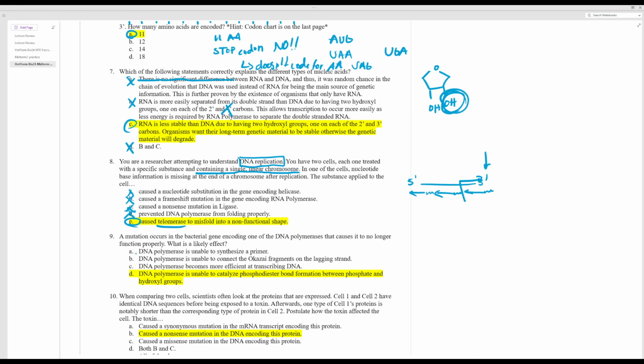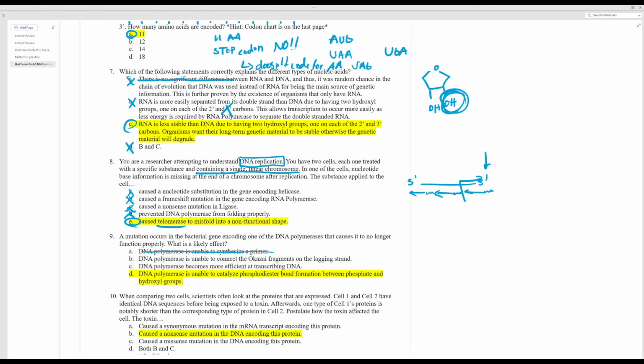Okay. So A, DNA polymerase is unable to synthesize a primer. Does DNA polymerase, under normal conditions, synthesize a primer? It has nothing to do with that. Right? A non-functional mutation in DNA polymerase will have nothing to do with its ability to synthesize a primer. I mean, it's true, it won't synthesize a primer, but it's not an effect, right? This is specifically asking you, if I change DNA polymerase, what is an effect? DNA polymerase being unable to synthesize a primer is just true regardless. It's not a result of this mutation.